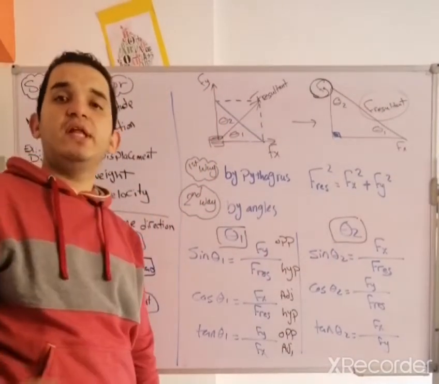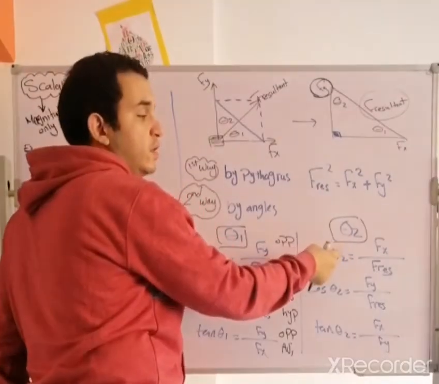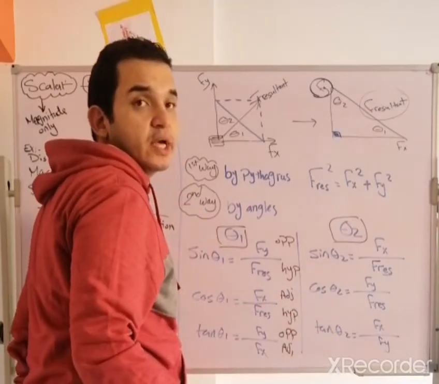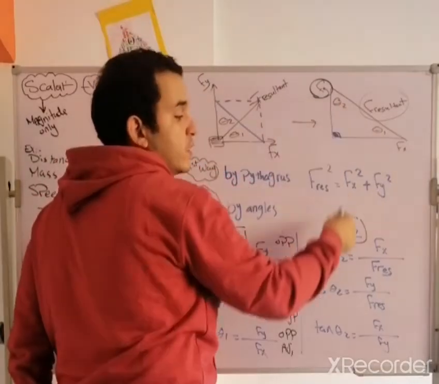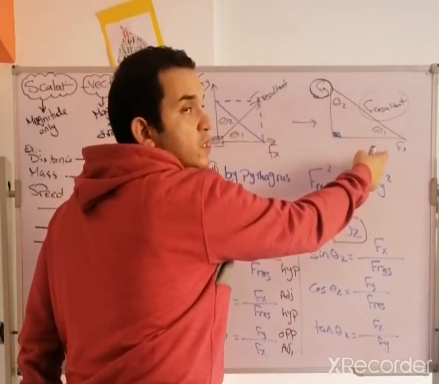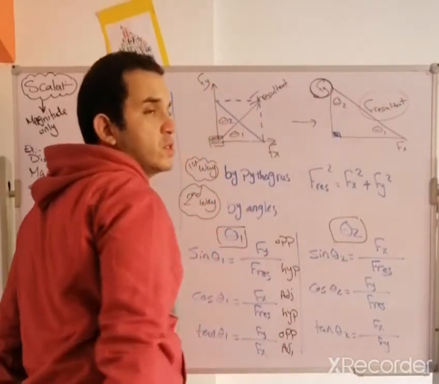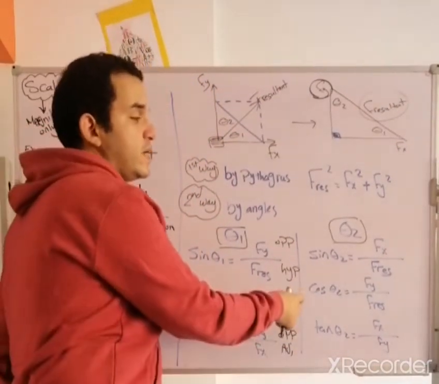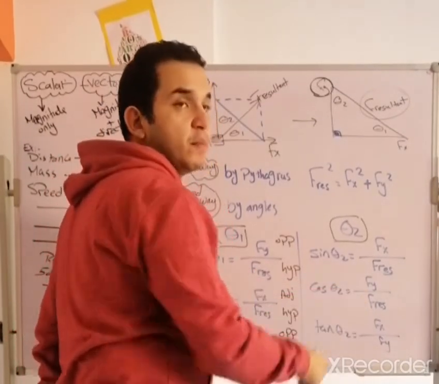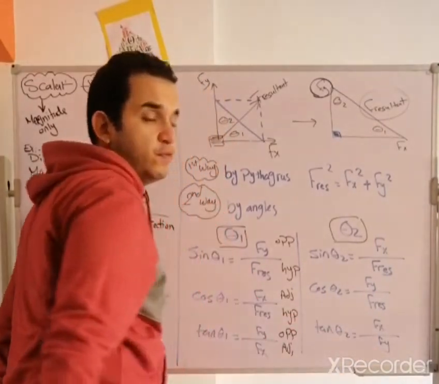Calculating the force using θ2 depends on what is given in the problem. If θ2 is given, then sine θ2 is opposite over hypotenuse: the opposite is the force in the x-axis, Fx, to the hypotenuse, F resultant. Cosine θ2 is adjacent to the hypotenuse: adjacent Fy to the hypotenuse F resultant. And tan θ2 is Fx to Fy.